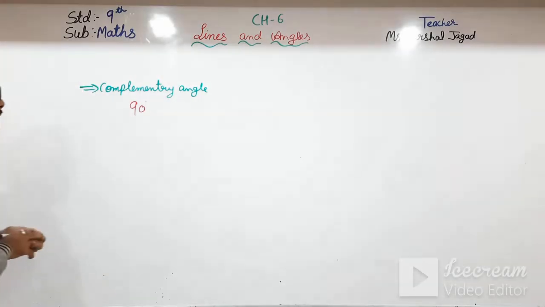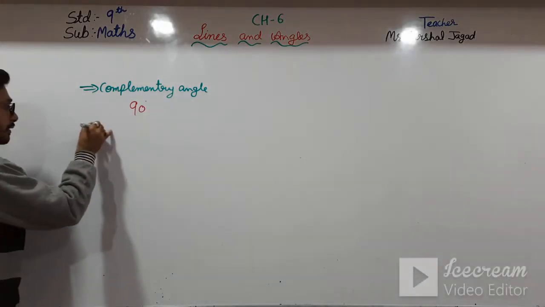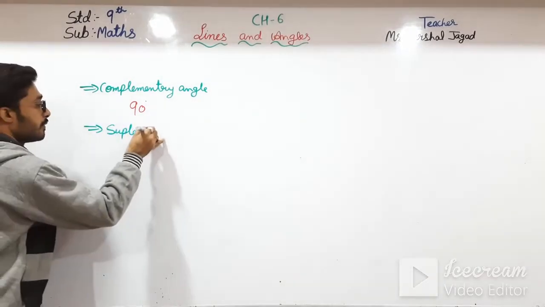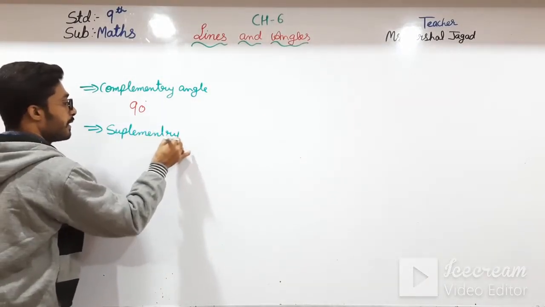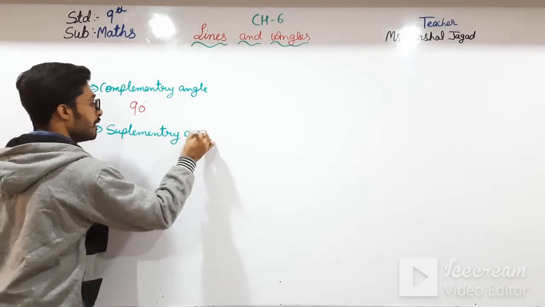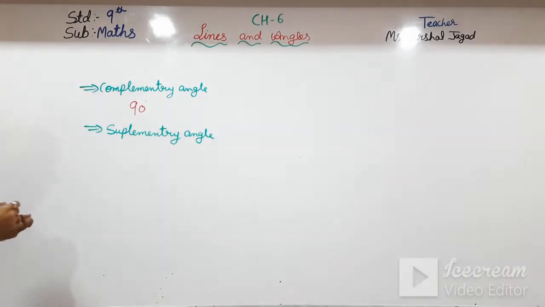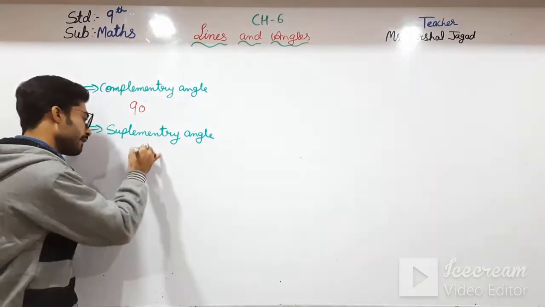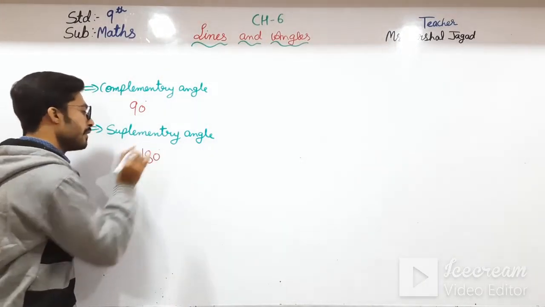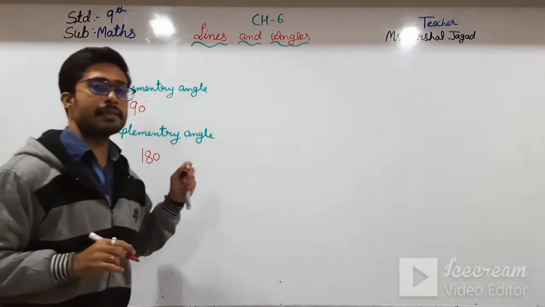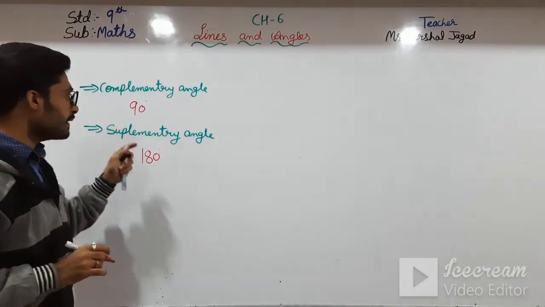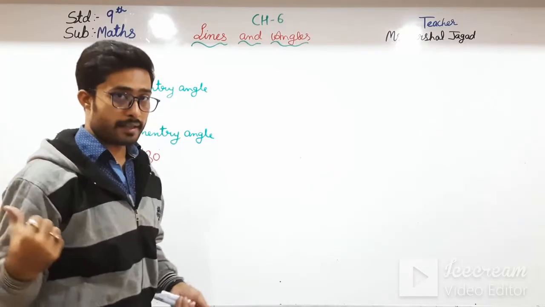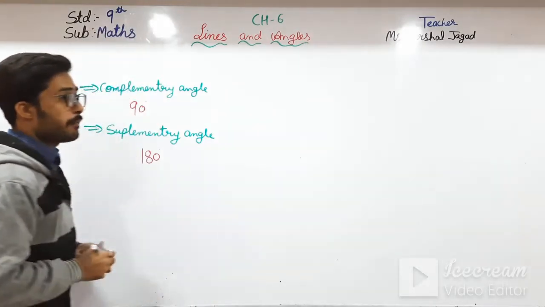Okay, then coming to supplementary angle. When the total of two angles is 180 degree, then we can say that this angle is supplementary angle. And then after, in your textbook there is a linear pair.